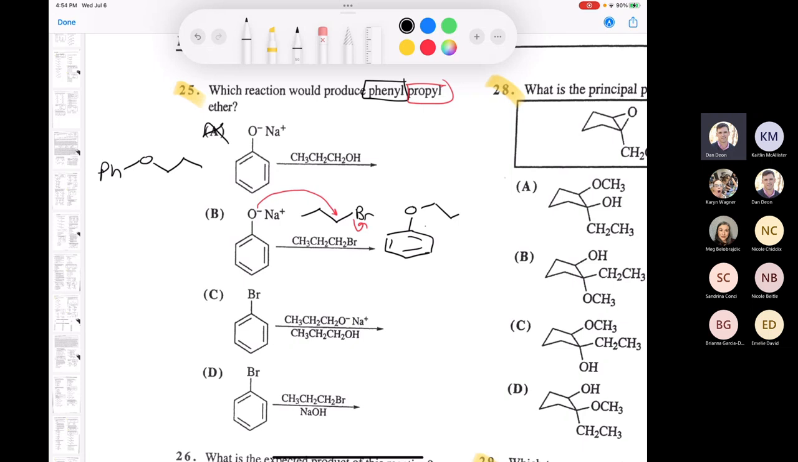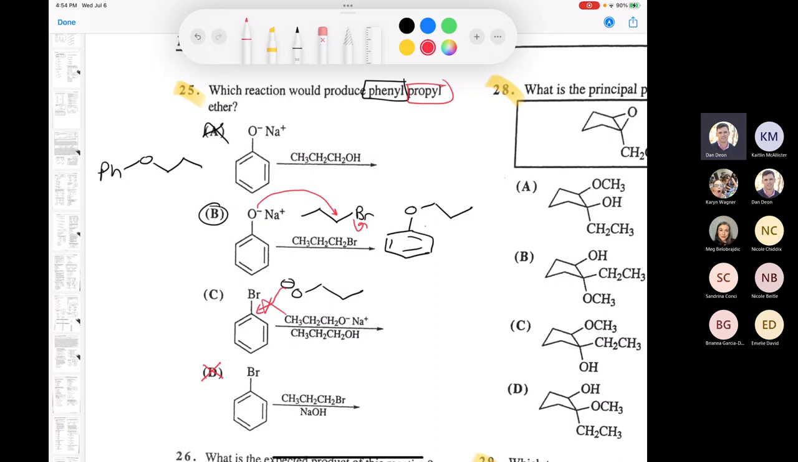So that will work. In C, this is a nice idea, but it's a very bad idea. You cannot do an SN2 at an aromatic center. That's impossible. Okay, a big no-no. And this one here, I don't even know what is going on in this one. You've got some base and aryl bromide and an alkyl bromide, all kinds of junk there. So that won't work either. The only possibility is going to be B.